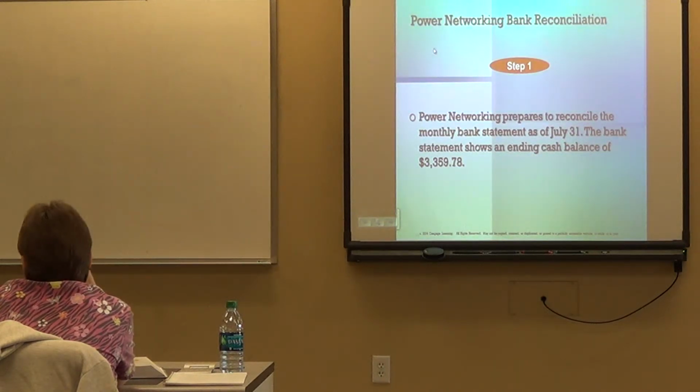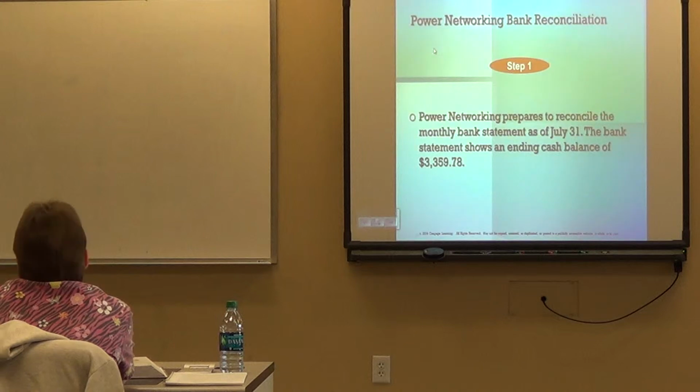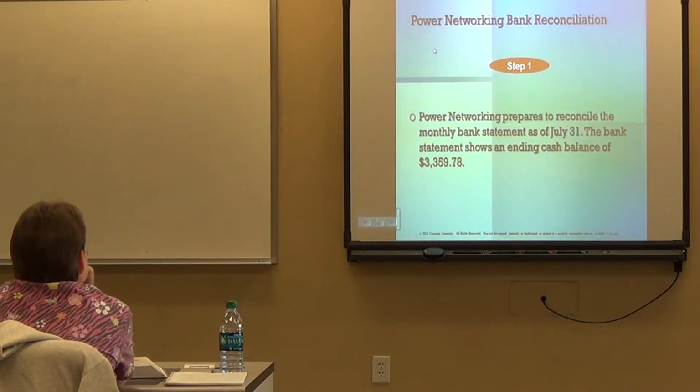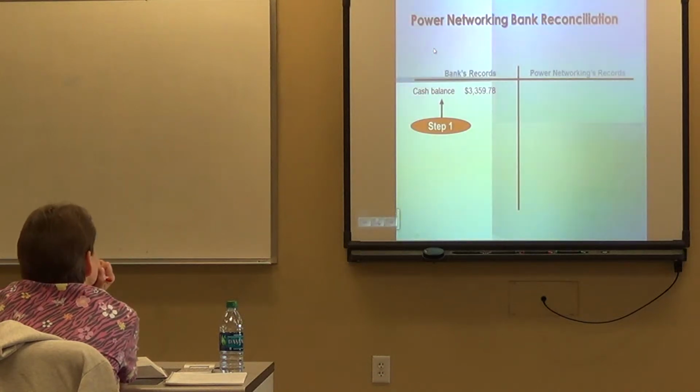and we'll do one in the book. All right, so in this one here, Power Networking Bank reconciliation, the bank statement shows that the ending cash balance of $3,359.78. So what we have here is that's our cash balance. So that's our step 1.